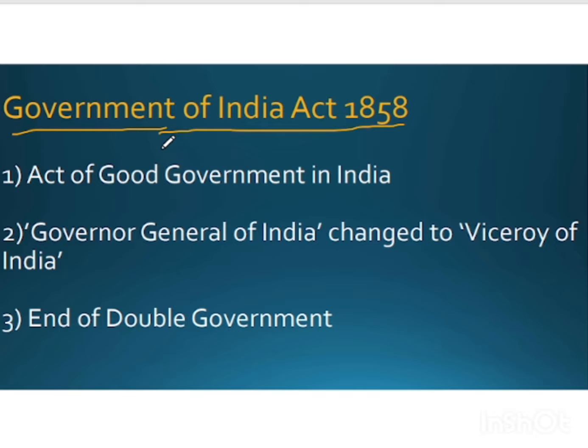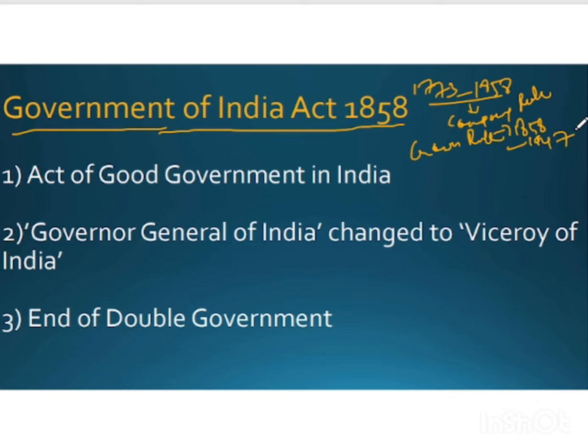So this act is very, very important, because there were some fundamental changes. What were those fundamental changes? The primary fundamental change is that after the Regulating Act of 1773 and till 1858, there was company rule. And after this Government of India Act 1858 came into effect, the Crown rule began. Crown rule was from 1858 till 1947, till we got independence. So this is very important.